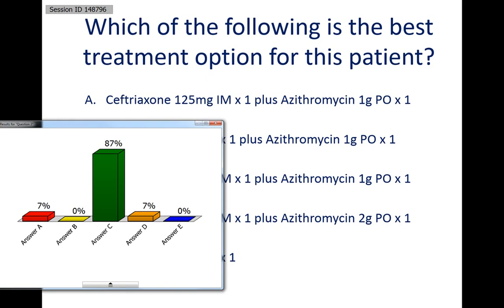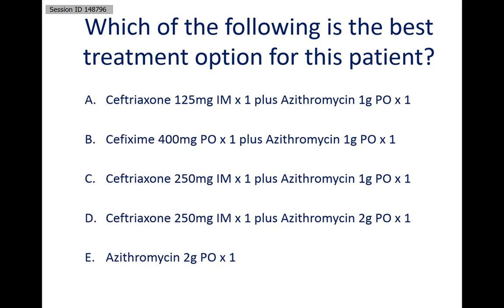So what are our options? Let's see. Why did you choose D? I hit the wrong button. Oh, fair enough. Okay, so in this case, these are similar options, except the azithromycin is 2 grams here, and the recommended dose is 1 gram times one.